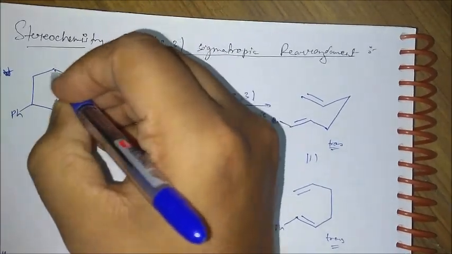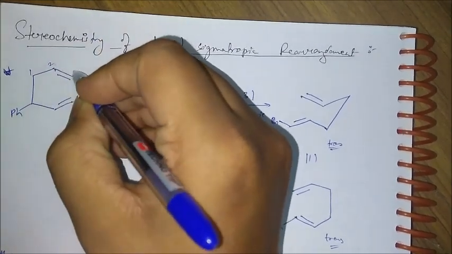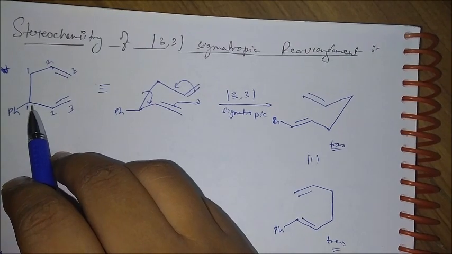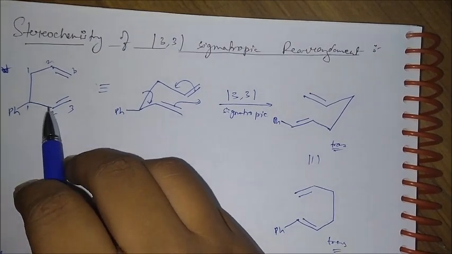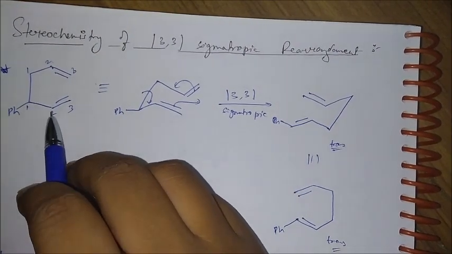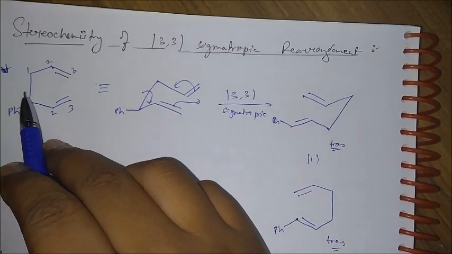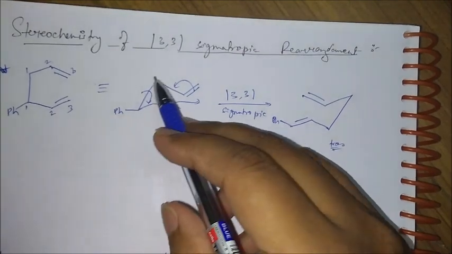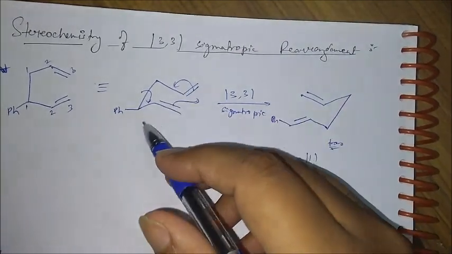So I'll just number it like this. So it will be 1, 2 and 3. So 1, 2 and 3. Now we know that in the product, we will be getting a double bond between these two carbons. Now this Ph group can be either cis to this, or it can be trans to it. So we have to find out what the stereochemistry of that will be. So first of all, just draw this in the chair form.